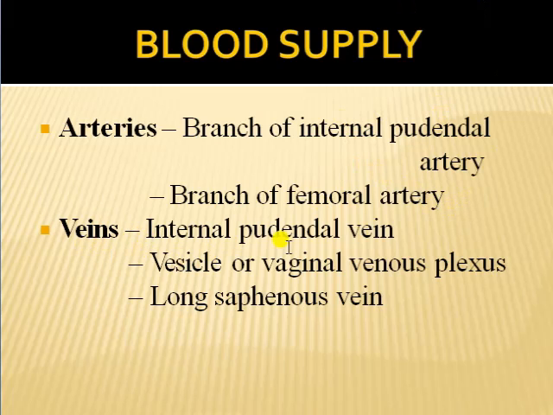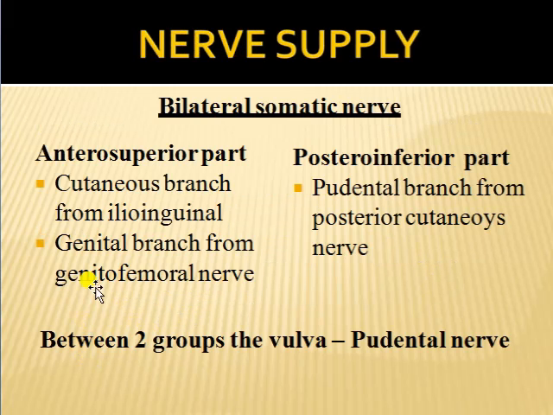Next, veins: the internal pudendal veins. You know the arteries supply oxygenated blood and the veins carry deoxygenated blood to the heart. These internal pudendal veins collect the deoxygenated blood from the external and internal genital organs and enter the inferior vena cava. This is how blood supply takes place.